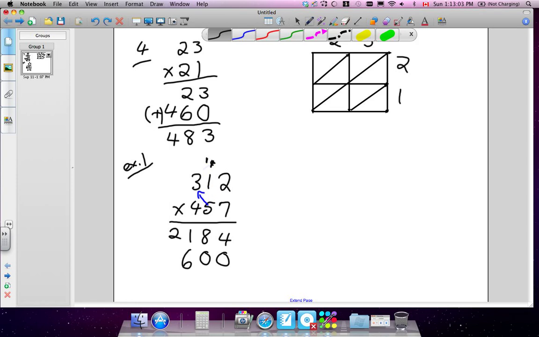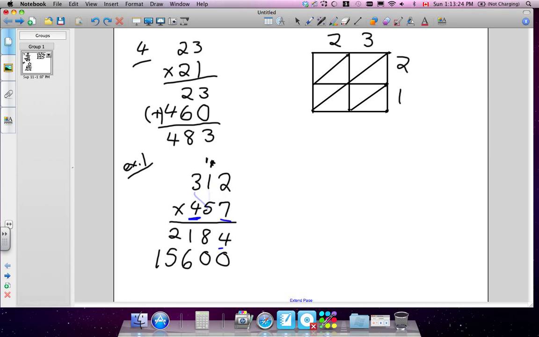Good. 15. Okay, but I'm still not done. I've done the 7 and the 5. And you did 7 times 2, 7 times 1, 7 times 3. And you did 5 times 2, 5 times 1, 5 times 3. So what's left? 4 times 2, 4 times 1. How do I set up the 4 though?